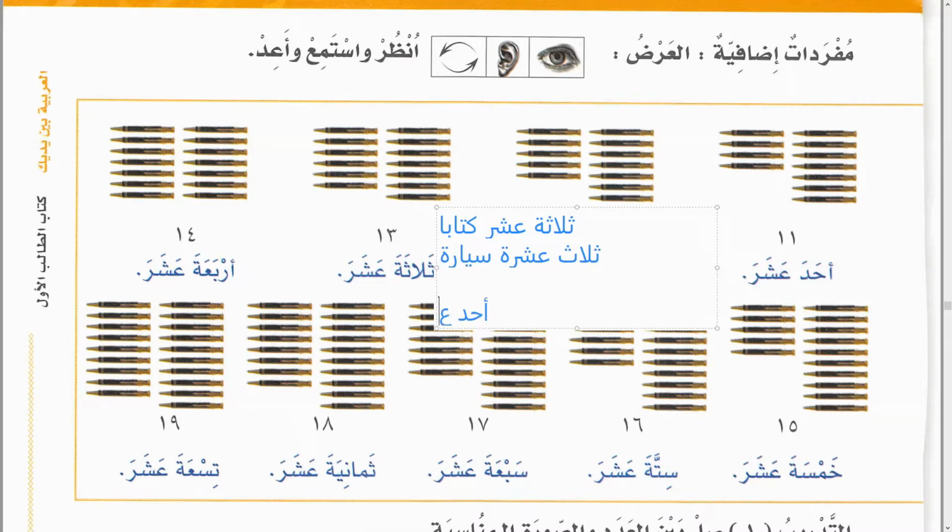Ahada ashara kitaban, 11 books. And feminine will be Ehda. Ahda will become Ehda. Ehda asharata sayyaratan. This is what it is ultimately. The gender should match. The first word will be opposite in gender all the time, except for 13 to 19, not for 11 and 12.